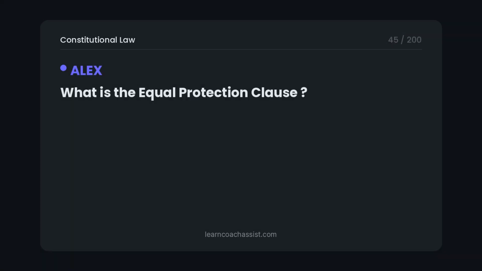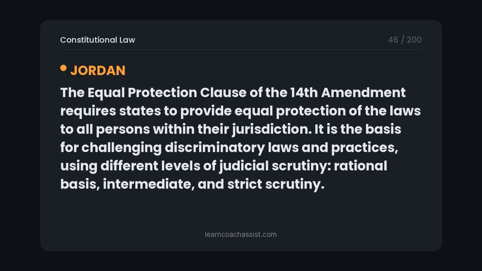What is the Equal Protection Clause? The Equal Protection Clause of the 14th Amendment requires states to provide equal protection of the laws to all persons within their jurisdiction. It is the basis for challenging discriminatory laws and practices, using different levels of judicial scrutiny: rational basis, intermediate, and strict scrutiny.